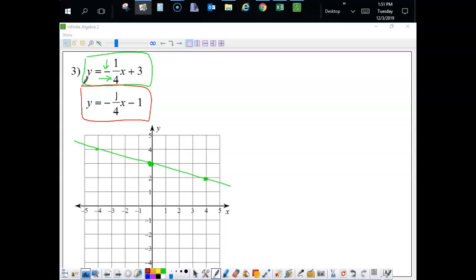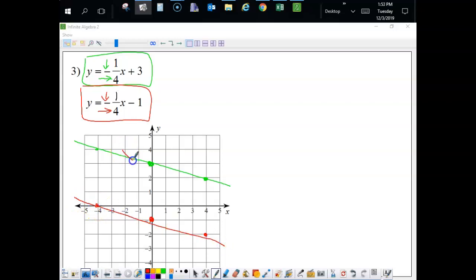That's where the line would go. So, next one, I'm going to start at -1. Start at -1. I'm going to go down 1, right 4. Down 1, right 4. Same thing over this way, just opposite direction.